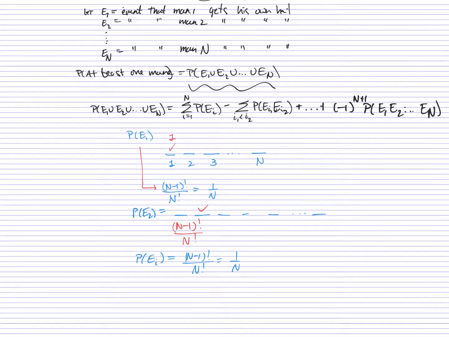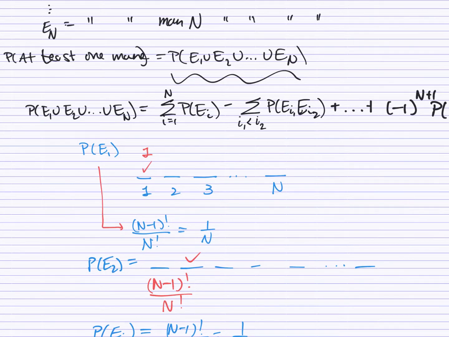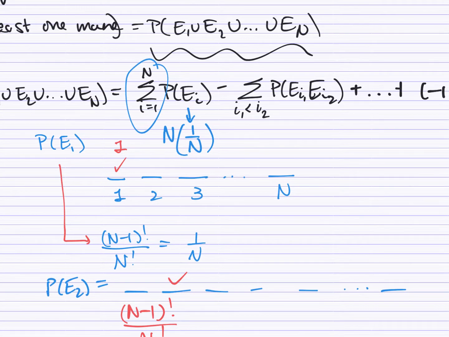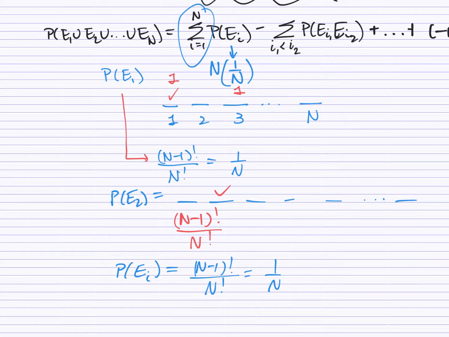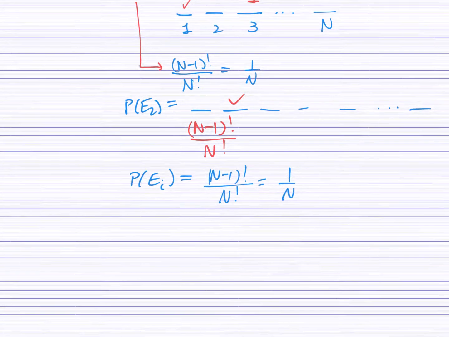Okay, so when we put this back into our formula up here, we know that this is 1 over n for every i, and we have n of them. So that first summation becomes 1. All right, let's see if finding the other two is easy.